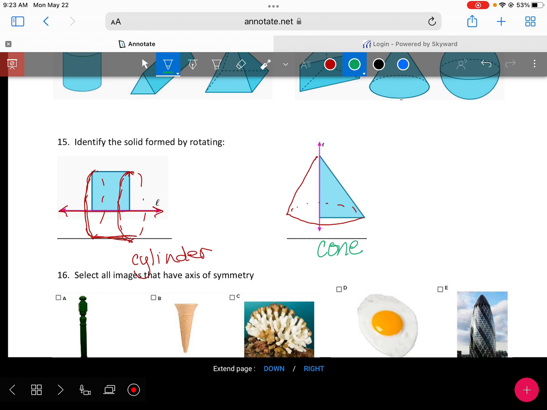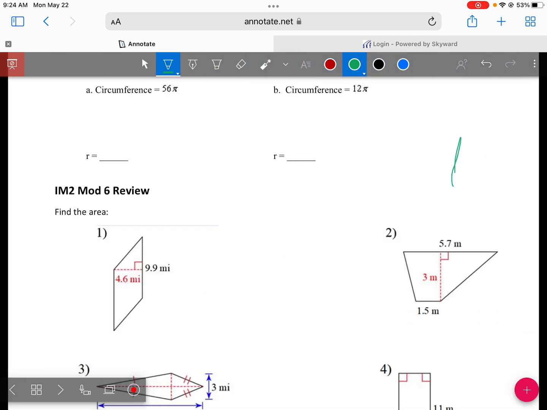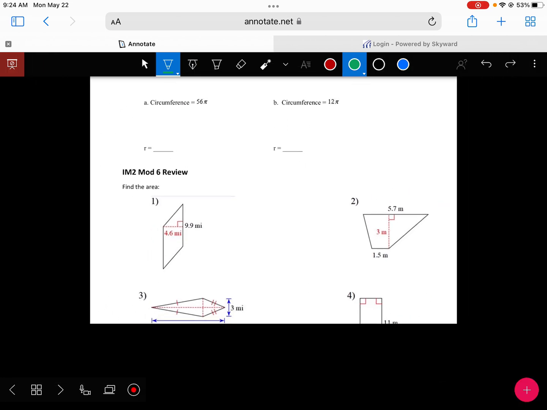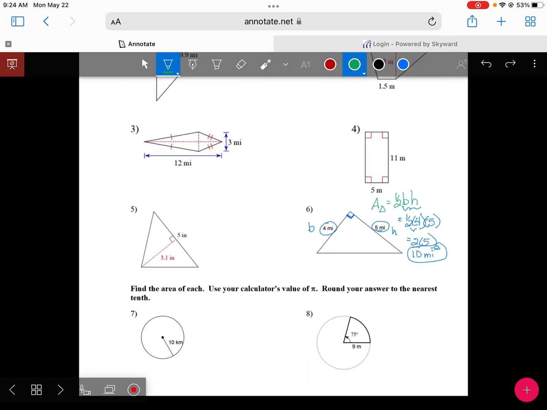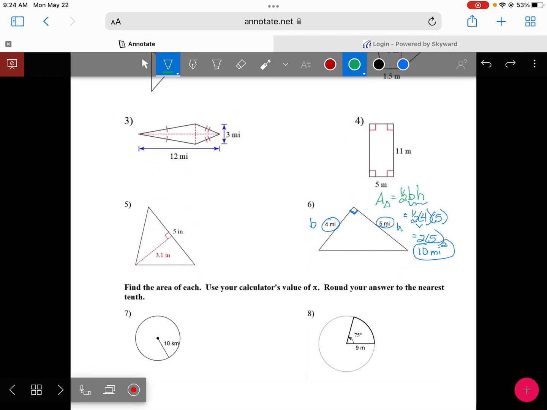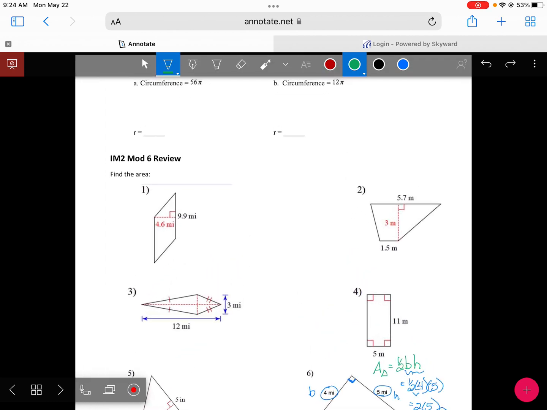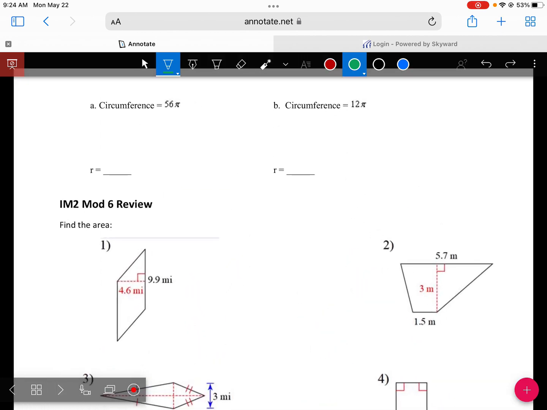What other questions do you have? Anyone? On the page before, what number? Number 12 at the top? Is it circumference? Yes. Okay. So circumference, they're telling us, is 56 pi, and they want the radius.